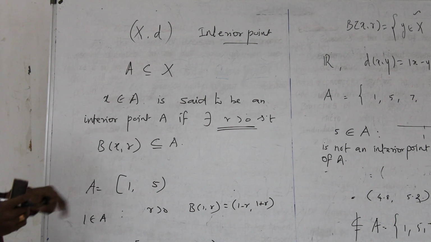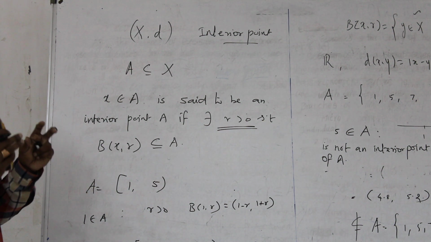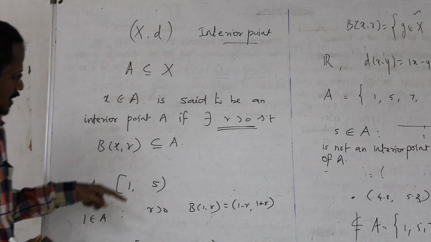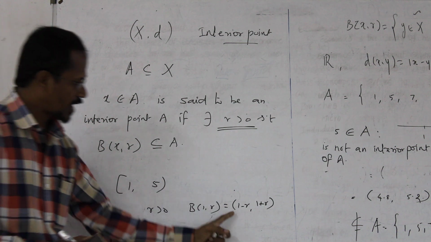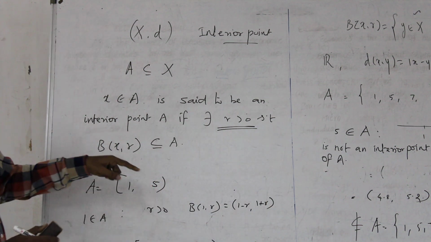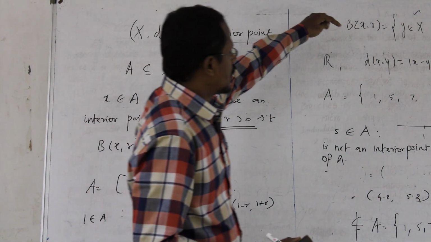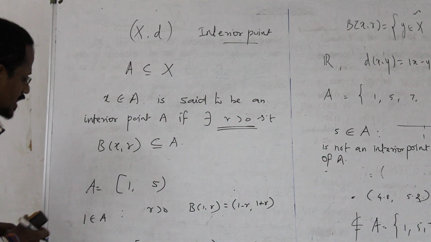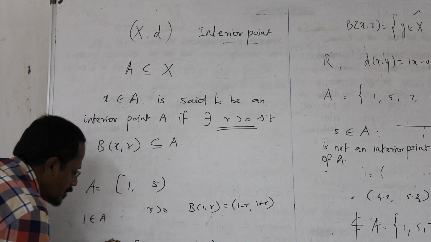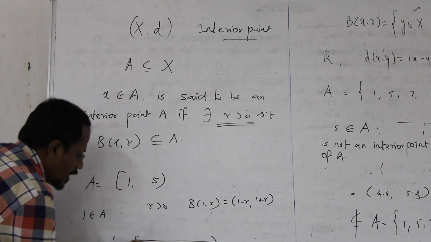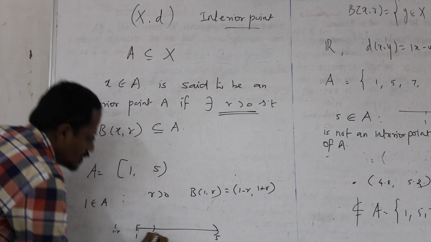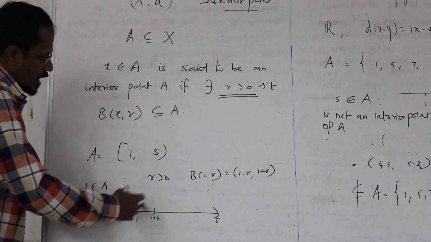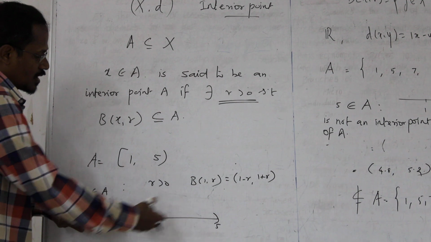Okay, don't bother about the set you are considering. Okay, to write the open ball. So what is B(1, r)? It is the interval (1 minus r, 1 plus r), because the metric is the usual metric and the space is R. Okay, look at that. This open ball contains points which do not belong to the set [1, 5].